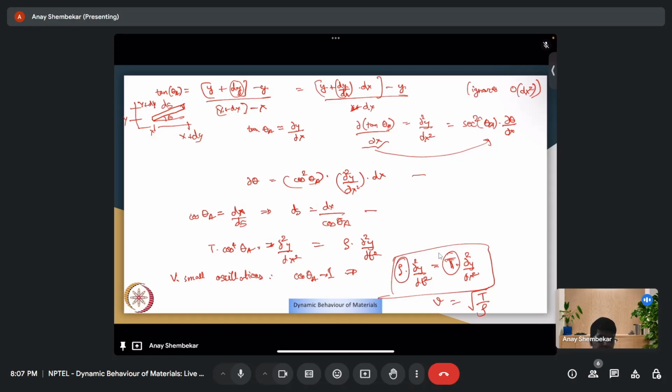This is a good habit to check. Anytime you end up getting a partial differential equation for wave propagation, you should have a stiffness measure and an inertia measure from which you can determine the characteristic wave speed.